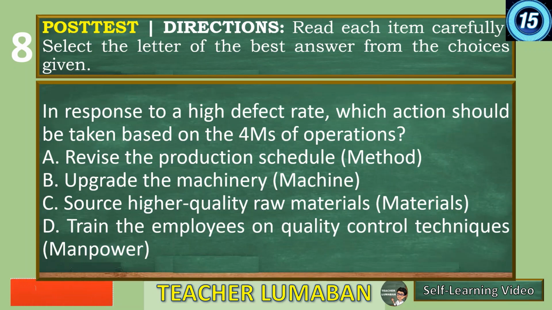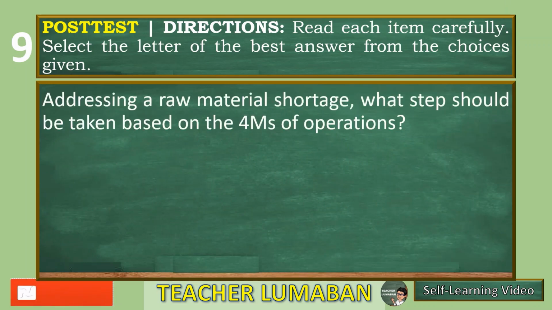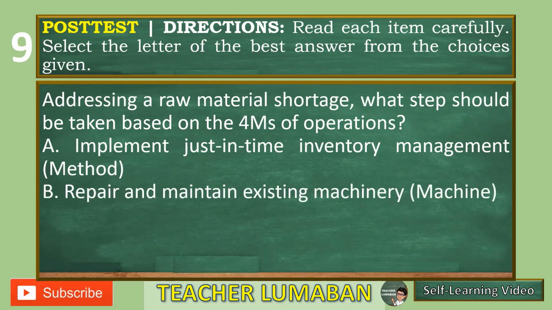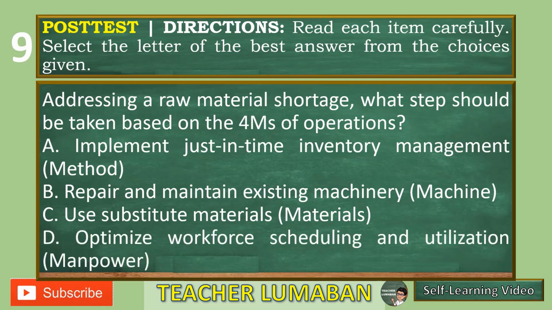Addressing a raw material shortage, what steps should be taken based on the 4 M's of operations? A. Implement just-in-time inventory management, method. B. Repair and maintain existing machinery, machine. C. Use substitute materials, materials. D. Optimize workforce scheduling and utilization, manpower.